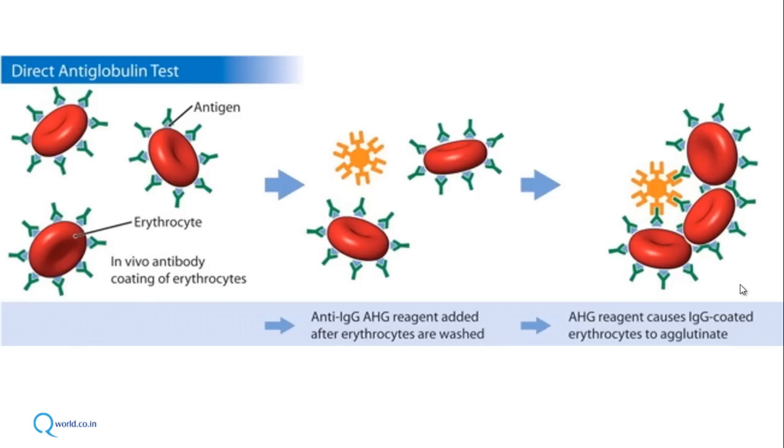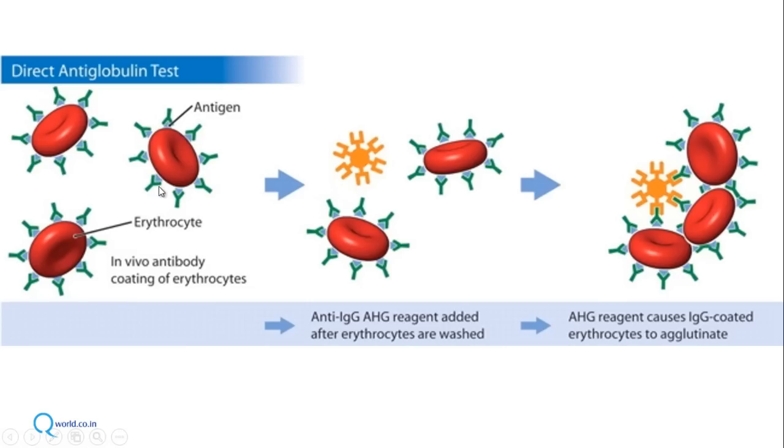So there are two types of Coombs test: direct and indirect. Now the direct Coombs test is basically used to detect antibodies which are present on fetal RBC. So as you can see here, we have fetal blood having fetal RBC on which there is Rh antigen, and on which maternal Rh antibodies are present.